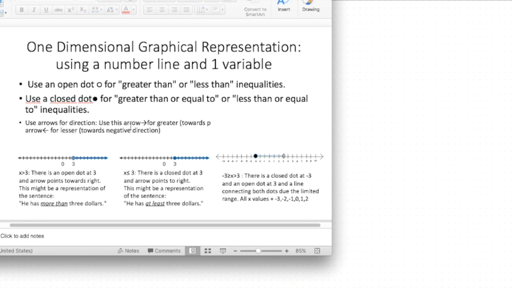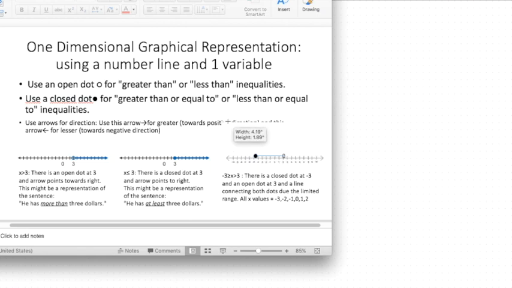So you use this arrow, which is pointed towards the right, for greater. So it goes towards the right side, right? Whenever you have greater than signs, it goes towards the positive direction, and then you use this arrow for lesser, and it points to the negative direction or the left side.